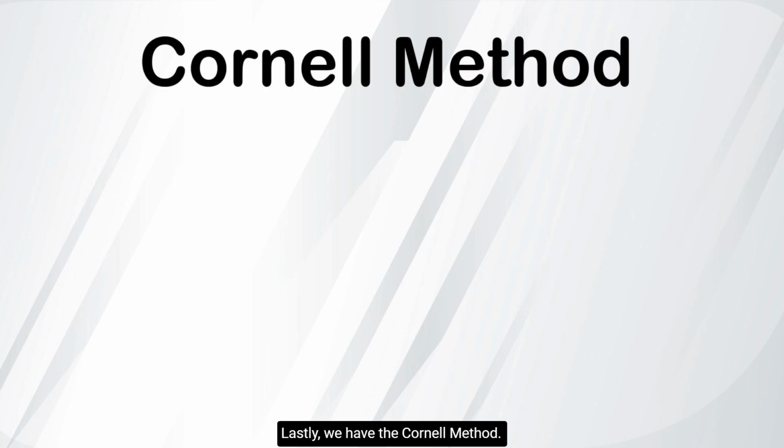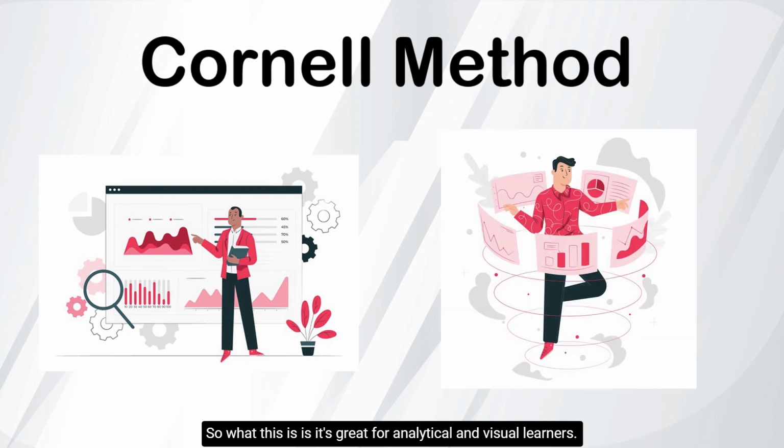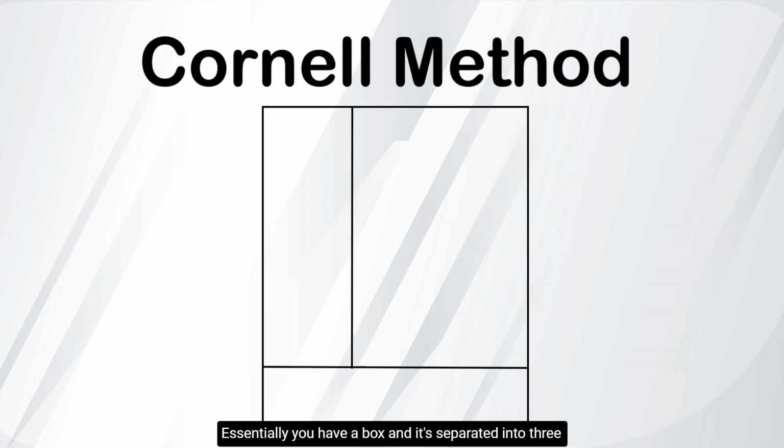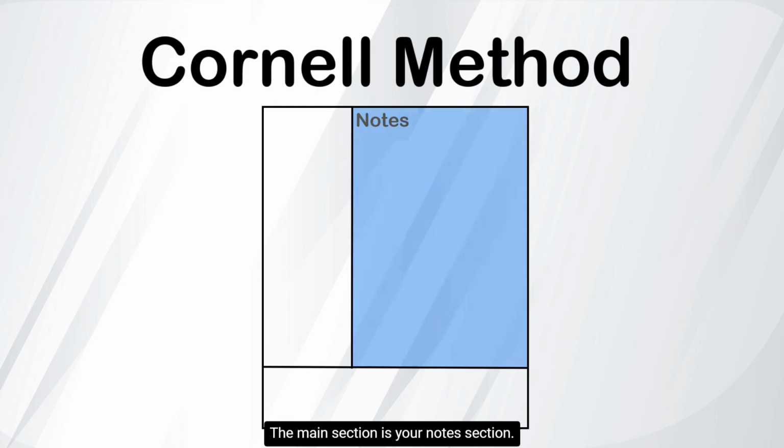Lastly, we have the Cornell method. What this is, it's great for analytical and visual learners. Essentially, you have a box, and it's separated into 3 different sections. The main section is your notes section. And the reason this is so cool is because you can write your notes either using the mapping method, the outline method, or however. You can just write your notes the way you want to inside that note box.